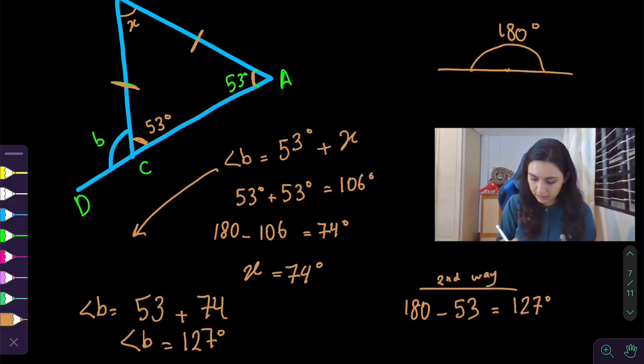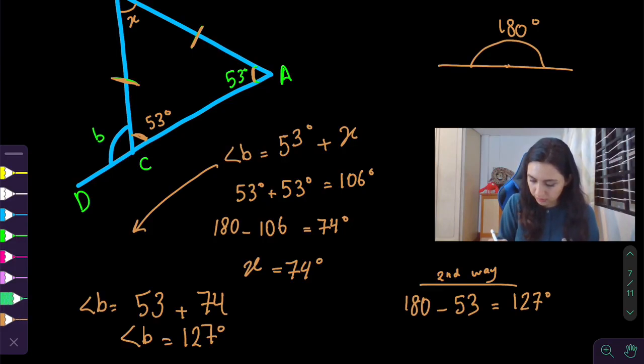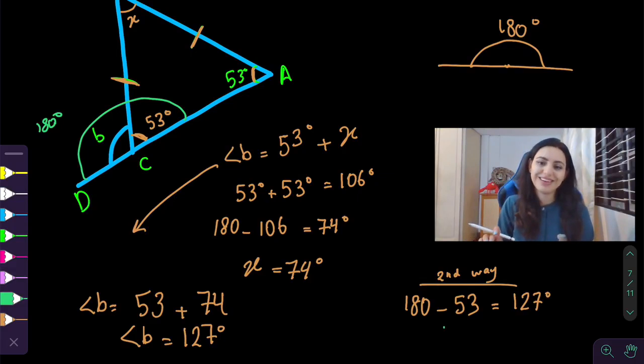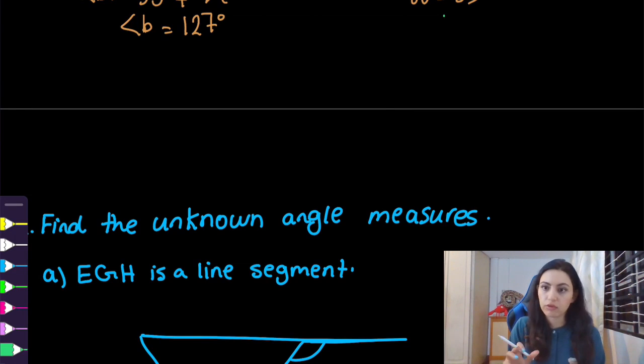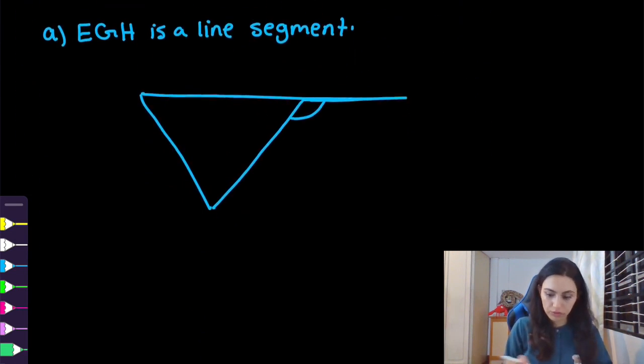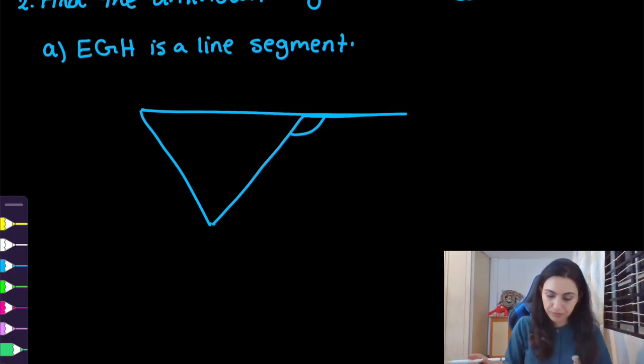So again, we know this angle from here to here is 180 degrees, right? And then we minus it by 53 on the second way, and we get 127 degrees. That's how we find angle B. Once you know so many rules, then you can choose whichever you're more comfortable with. Then it doesn't matter which one you choose. Number 2, find the unknown angle measures.